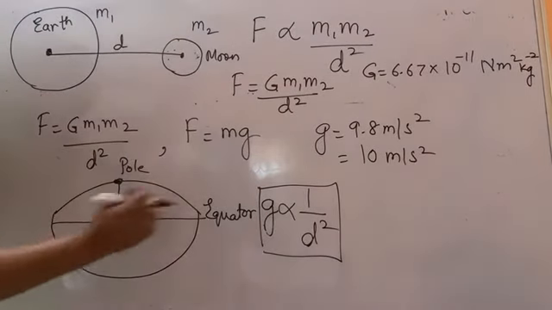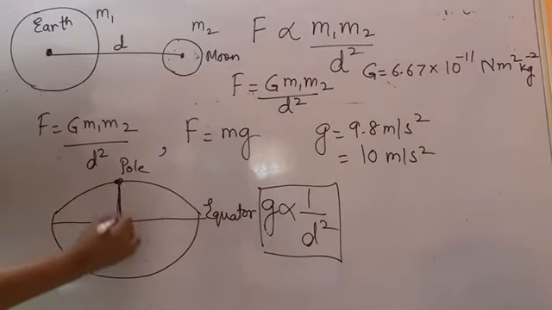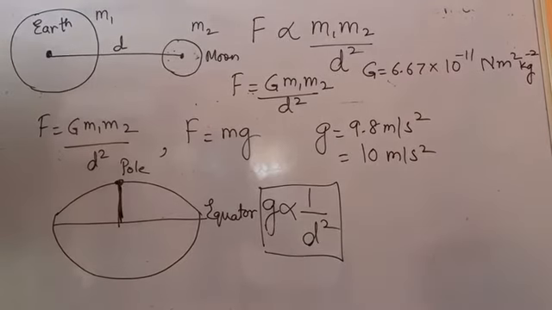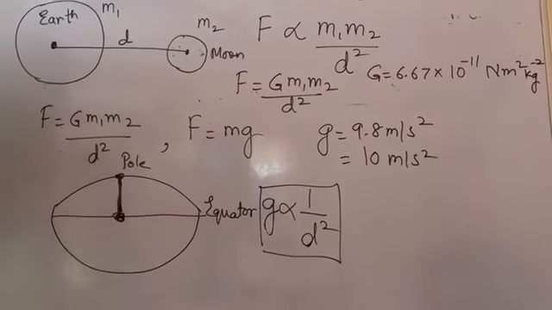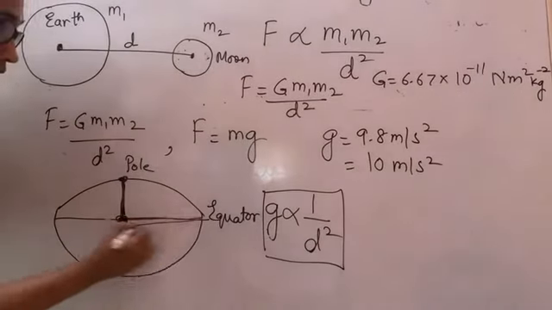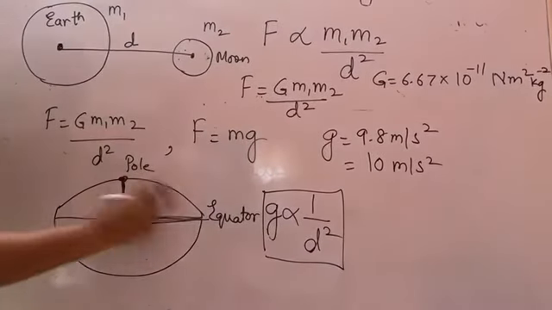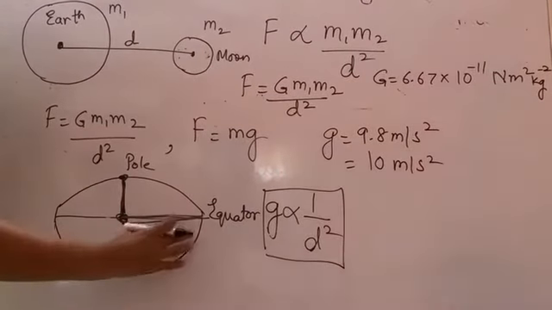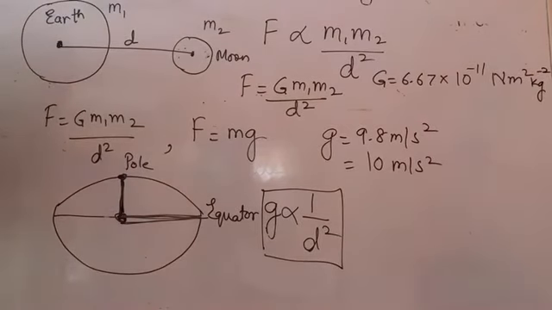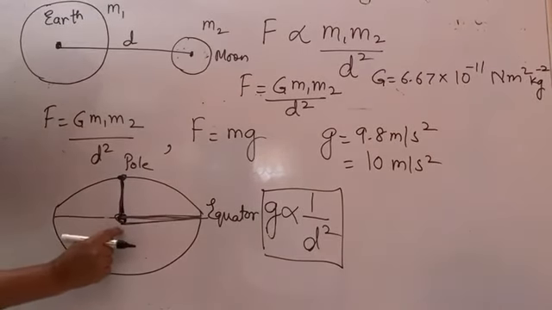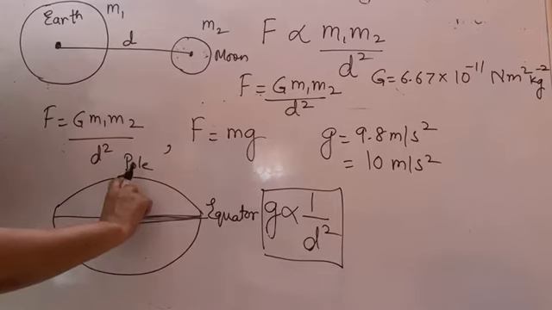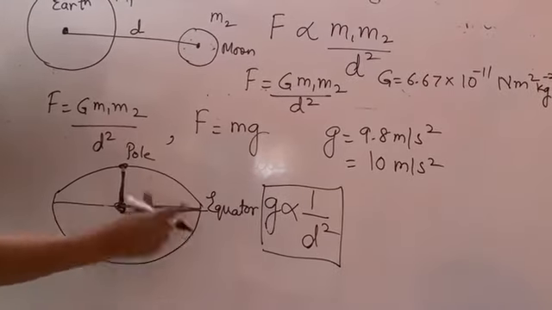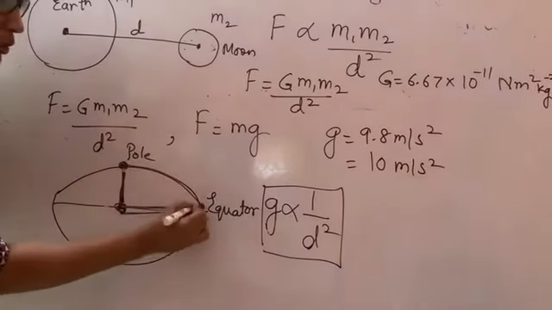Why does it decrease, children? Now look at this distance. This is the polar radius. This is the center of gravity of Earth. This is the polar radius. This is the equatorial radius. Which distance is more? Obviously, the equatorial distance is more. So you are going from the center of the Earth. You were at a lesser distance. Now you are at a greater distance. It means you have moved from here to here.